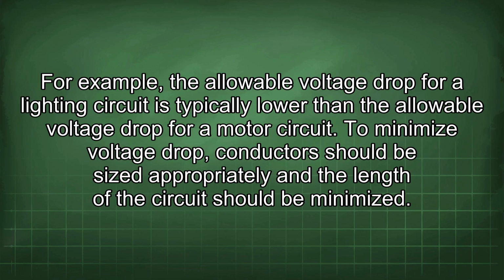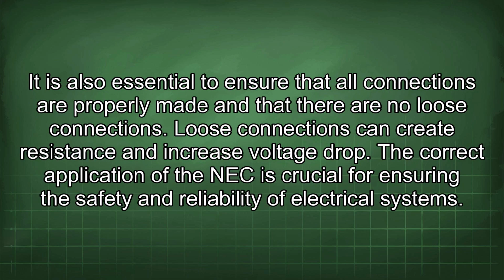For example, the allowable voltage drop for a lighting circuit is typically lower than the allowable voltage drop for a motor circuit. To minimize voltage drop, conductors should be sized appropriately, and the length of the circuit should be minimized. It is also essential to ensure that all connections are properly made and that there are no loose connections. Loose connections can create resistance and increase voltage drop.